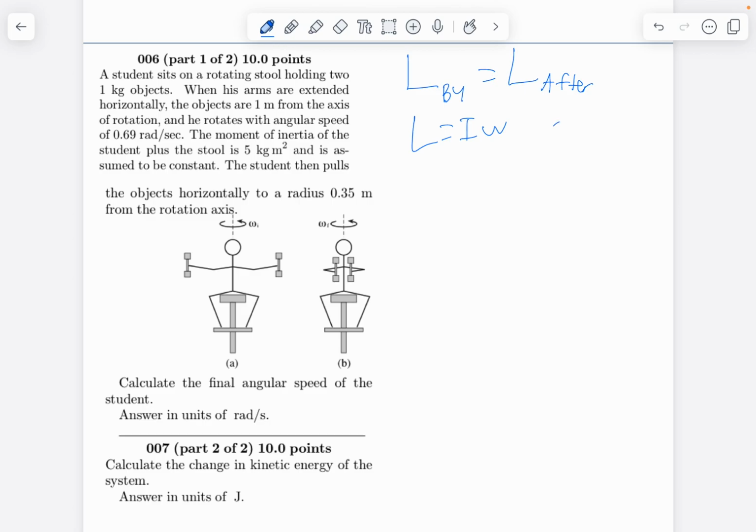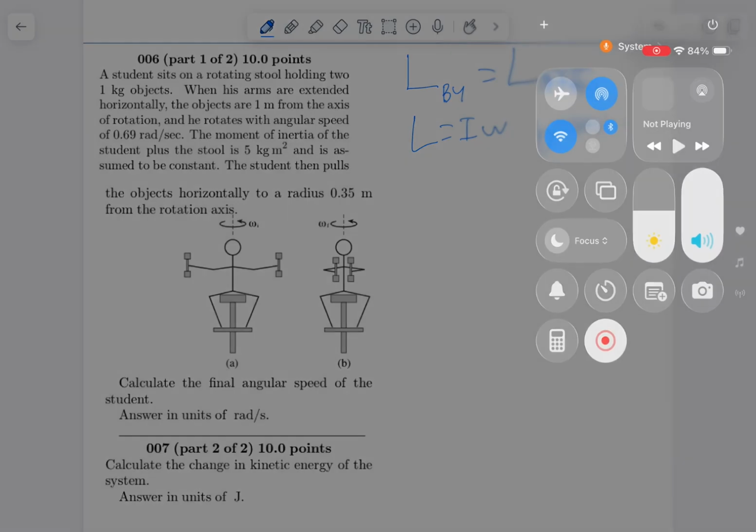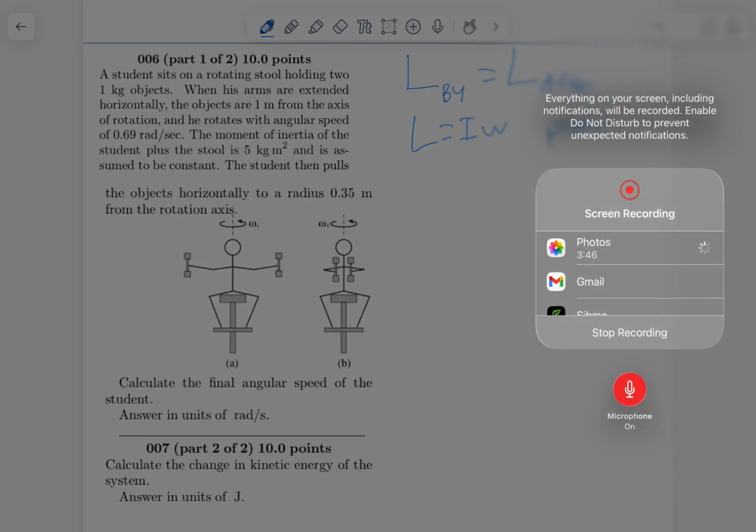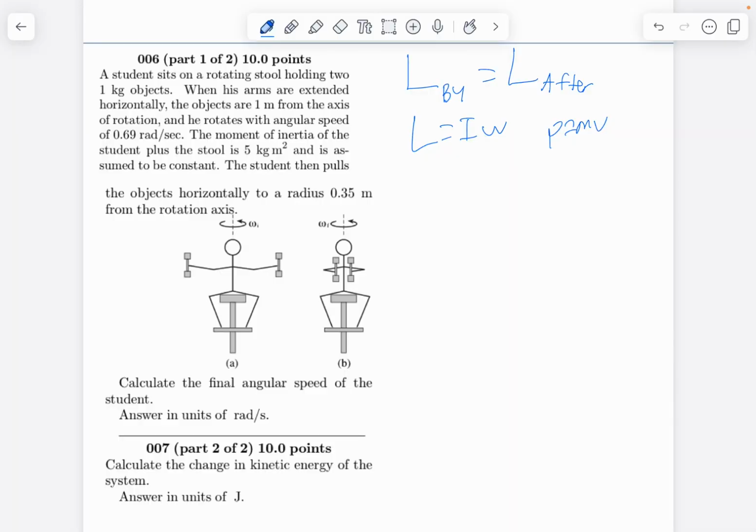Just like momentum is mass times velocity, right? So angular momentum: instead of mass, it's moment of inertia. Instead of velocity, it's angular velocity. Wait, is my mic on? Yes, okay. So we'll just set up our equation so we can solve for the final angular speed of the student. So that is omega after, or final, whatever you want to call it.